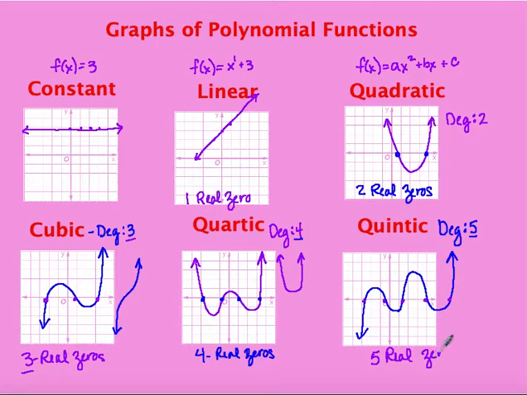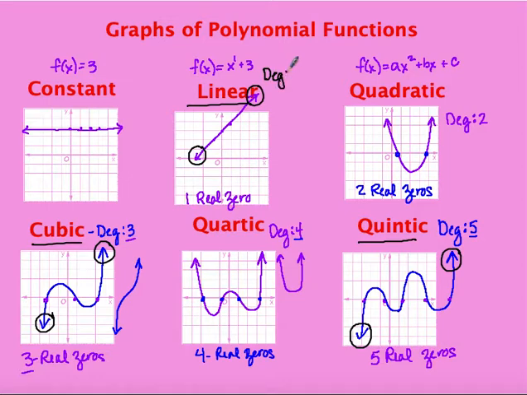Now some things that I want you to notice when you're looking at these polynomial functions is the difference in where the ends of the graph are going. Because in your linear function, in your cubic function, and in your quintic function, the ends of the graph are going in opposite directions. Notice that those are all of your odd degree. So you have a degree of 1, a degree of 3, and a degree of 5. They end in opposite directions.